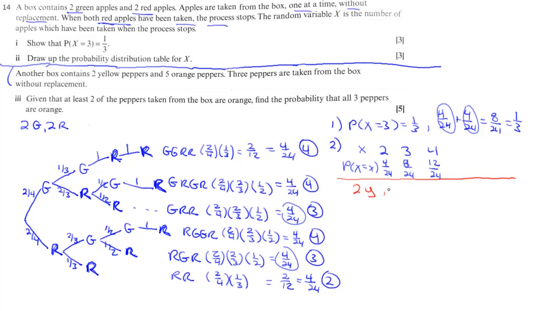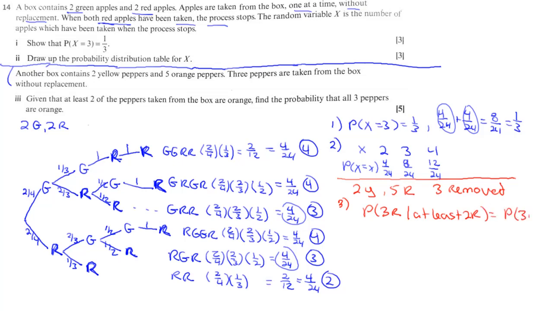Another box has got 2 yellow peppers and 5 orange peppers. I'm going to say R for orange. I don't want to write O. And 3 peppers are taken from the box without replacement. Now, given that at least 2 of the peppers taken in the box are orange, find the probability that all 3 peppers are orange. So find the probability that 3 are R when at least 2 of them are R.